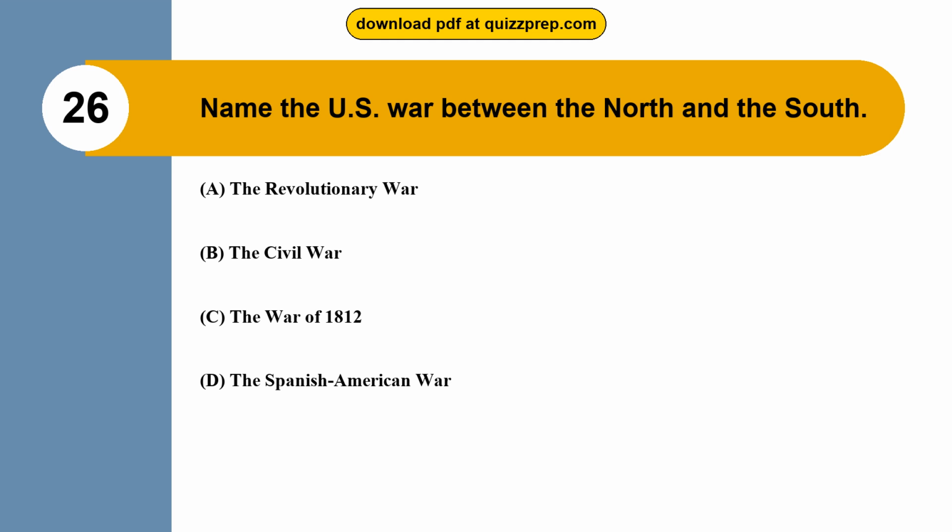Question 26. Name the U.S. war between the North and the South. Option A, the Revolutionary War. Option B, the Civil War. Option C, the War of 1812. Option D, the Spanish-American War.